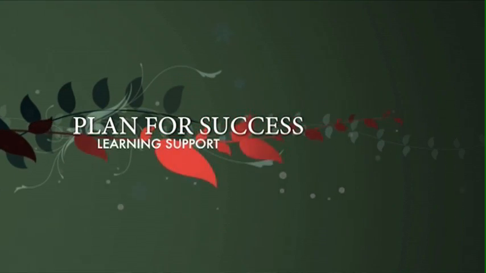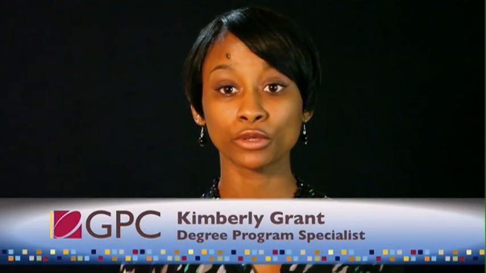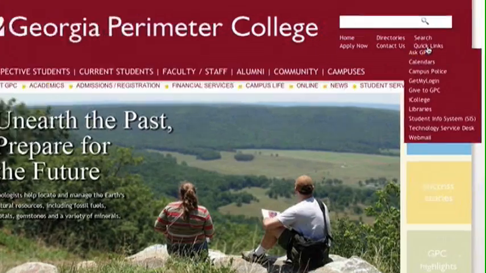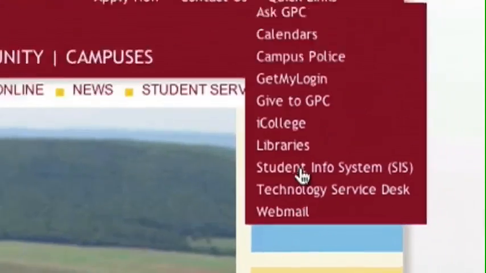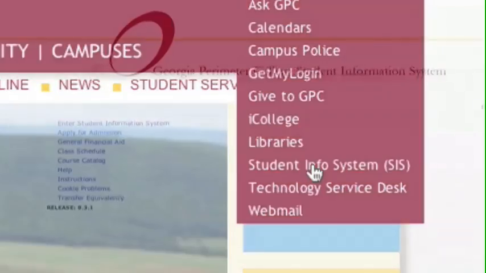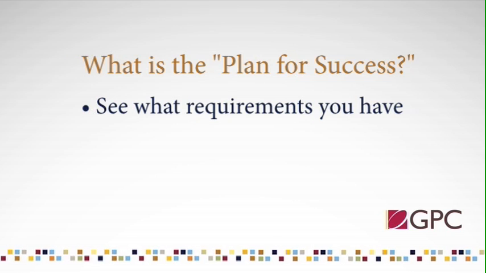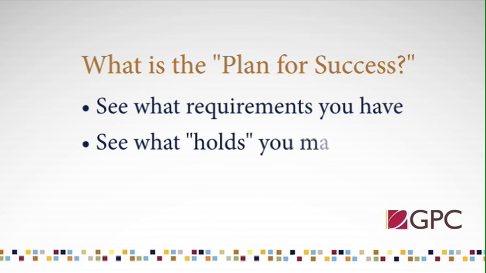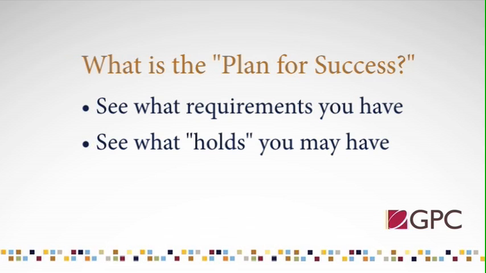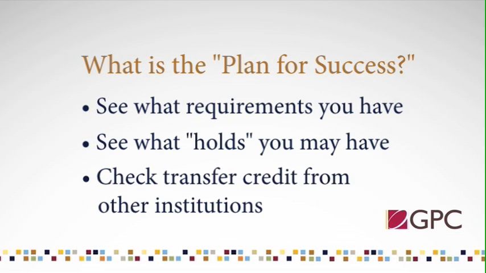The next portion of the orientation program is your Plan for Success. The Plan for Success is a web-based system through which you can check your student information, plan courses for your current and future semesters, see what requirements you have, see what holes you may have that could keep you from registering for classes, and check transfer credit from other institutions.